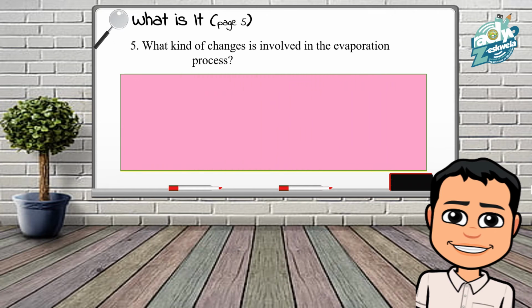Number 5. What kind of change is involved in the evaporation process? The answer is physical change.